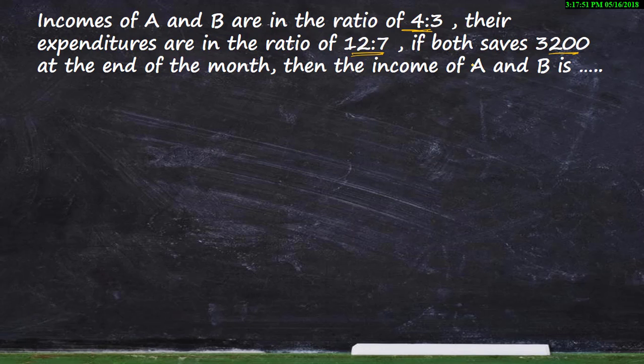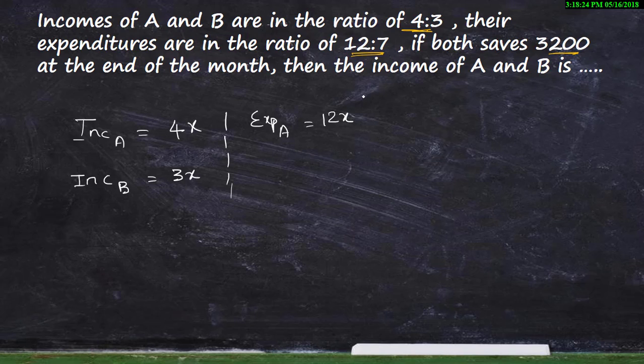Okay, now see, incomes of A and B are in the ratio of 4:3. So let income of A be 4x and income of B be 3x. Similarly, expenditure of A will be 12y, since it is in the ratio of 12:7, and expenditure of B will be 7y. Sorry, assume a different variable, 12y and 7y. Now both save 3,200.